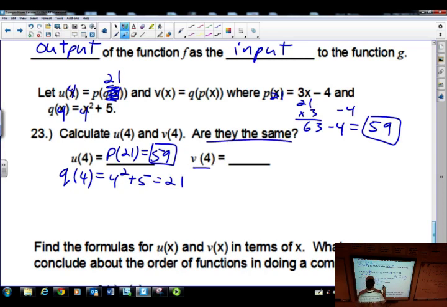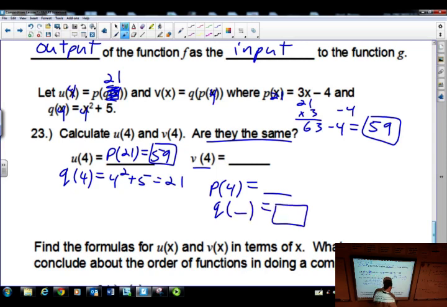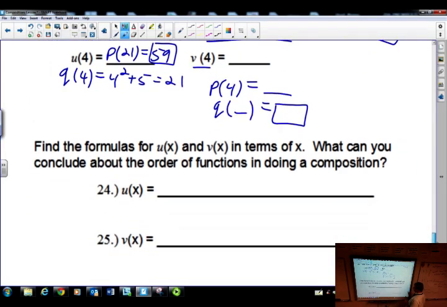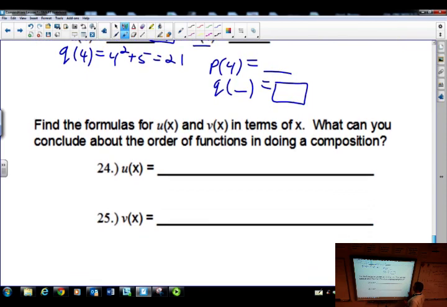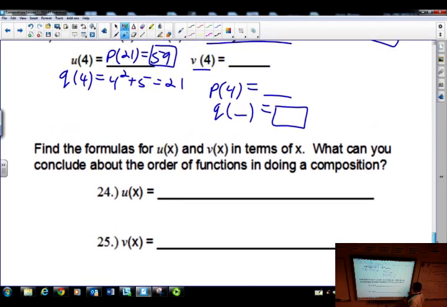So do the same thing for v of 4 and verify if they're the same or not. Again, v of x is equal to q of p of x. You're going to have to do p of 4 first. Whatever you get for p of 4, you're going to plug in for q. Get an answer. You got this. I believe in you. Last but not least, find the formulas for u of x and v of x in terms of x. What can you conclude about the order of functions when doing composition?